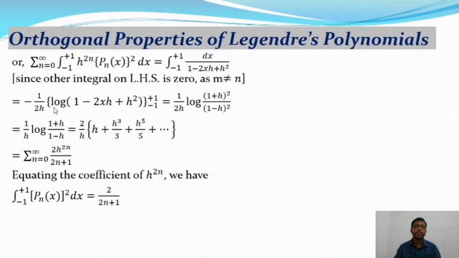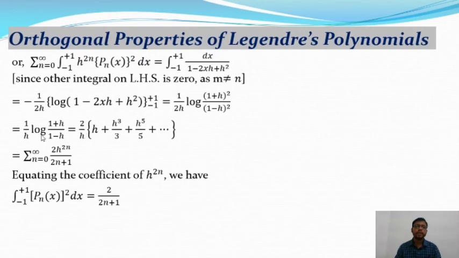This equals -1 by 2h into log of (1 - 2xh + h²), but the upper limit is +1 and the lower limit is -1, you know that. After putting the values of the upper limit as well as the lower limit, we get 1 by 2h into log of (1 + h)² by (1 - h)². After simplifying the log function, we get 1 by h into log of (1 + h) by (1 - h), and this equals 2 by h into, you know that, log of (1 + h) by (1 - h) is equal to log(1 + h) minus log(1 - h).